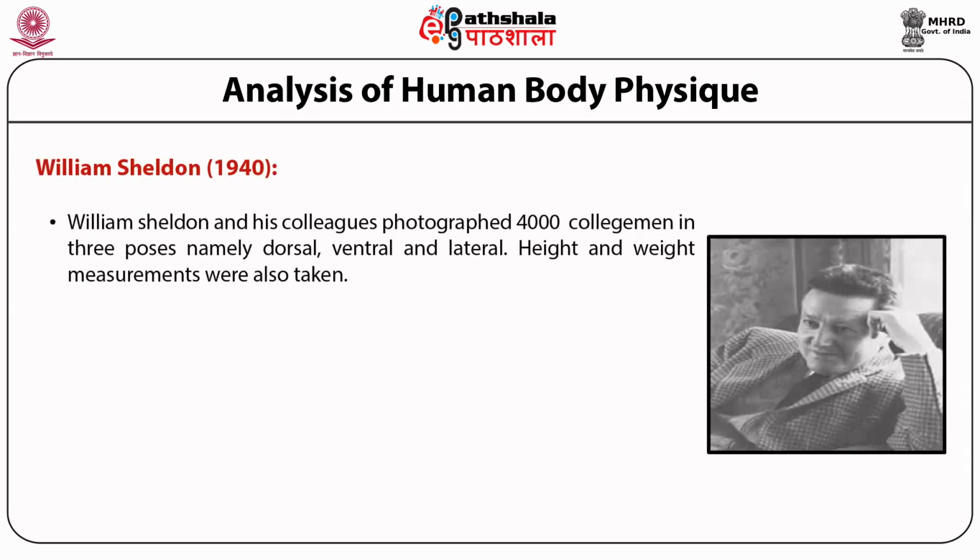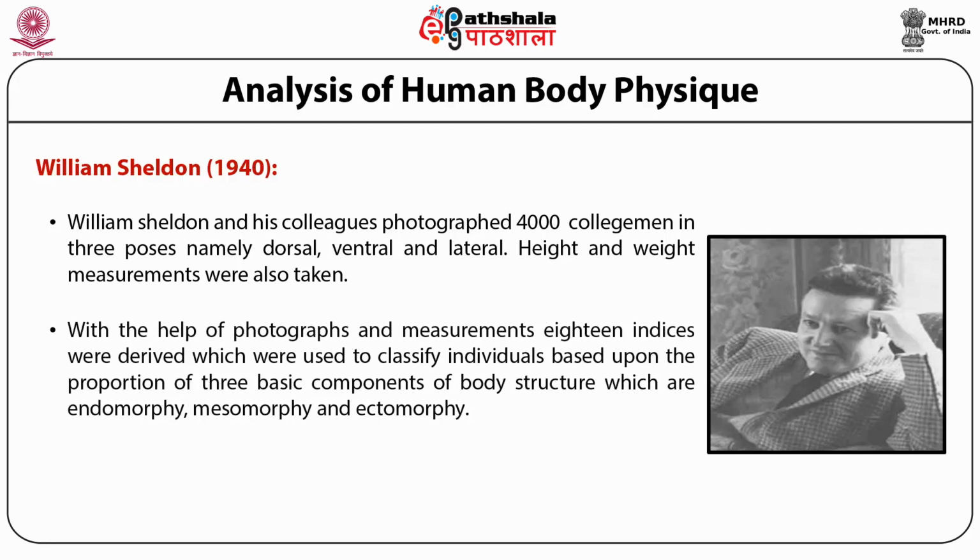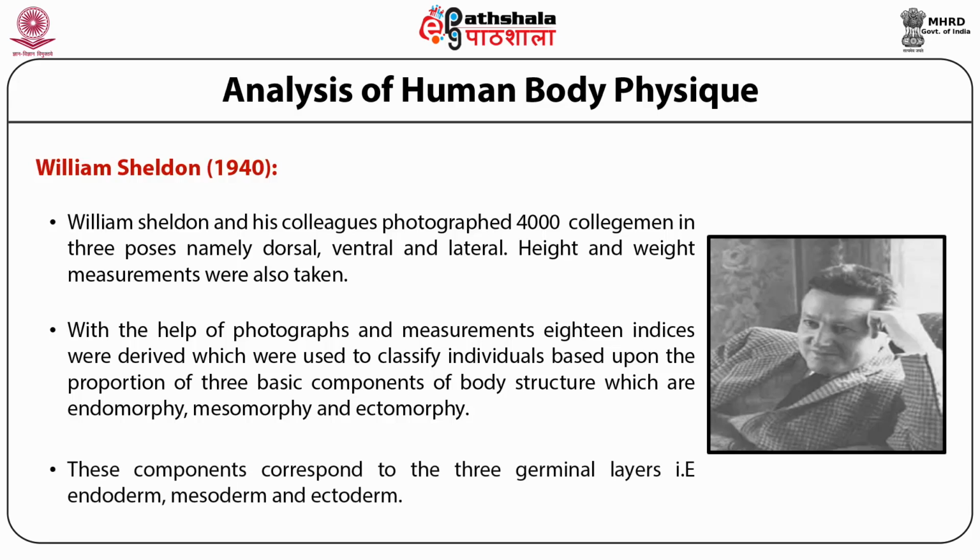William Sheldon and his colleagues photographed 4,000 college men in three poses: dorsal, ventral, and lateral. Height and weight measurements were also taken. With the help of photographs and measurements, 18 indices were derived, which were used to classify individuals based upon the proportion of three basic components of body structure: endomorphy, mesomorphy, and ectomorphy. These components correspond to the three germinal layers: endoderm, mesoderm, and ectoderm.